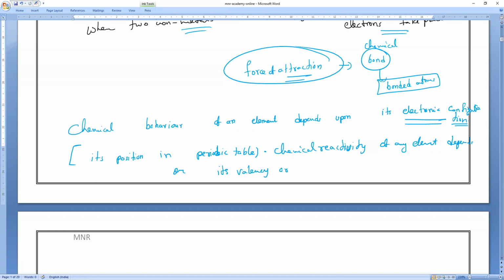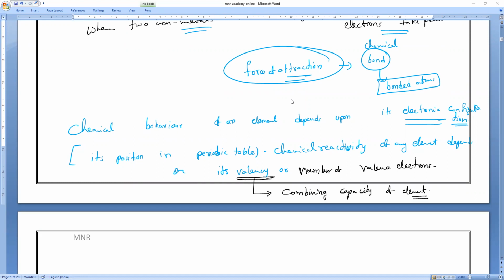Valency means how many electrons an element can donate or how many electrons it can receive. In 9th class, what definition did you study for valency? Combining capacity of an element. Am I right? Combining capacity of an element is called valency, or we can say the number of valence electrons.